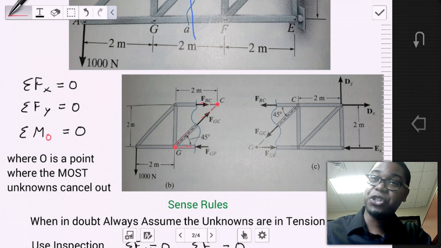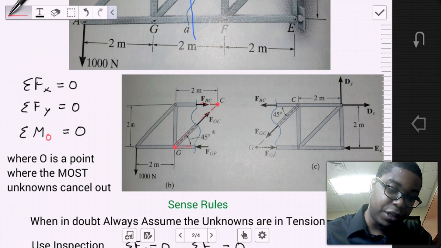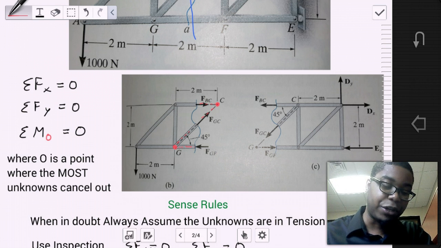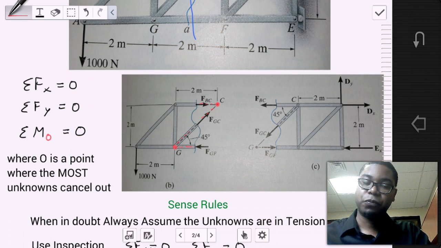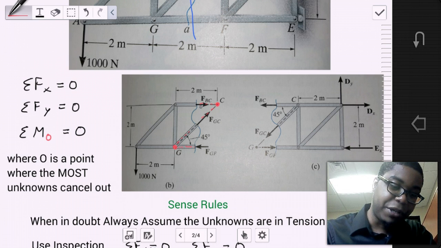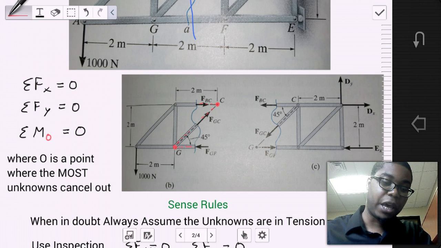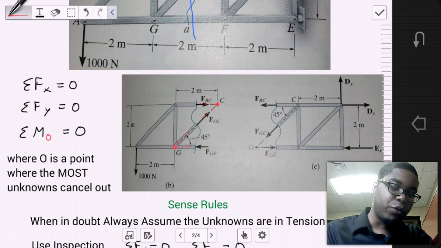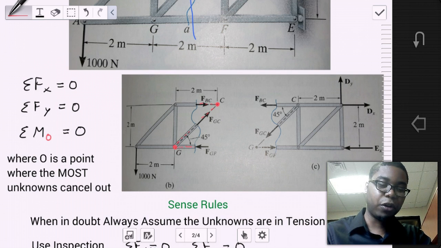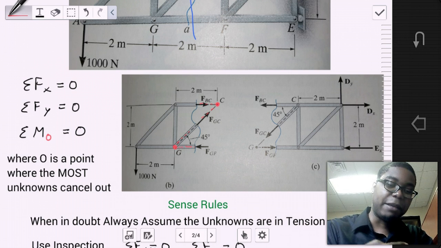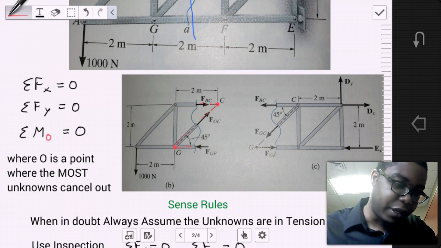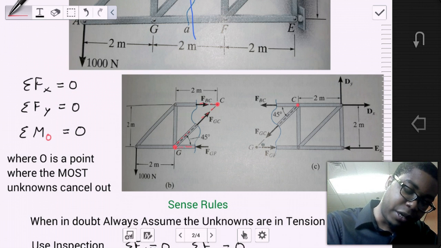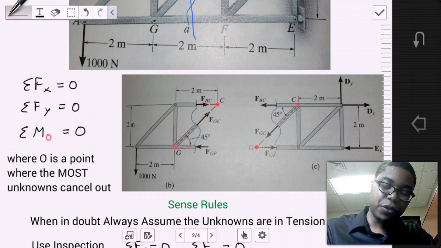Meaning, if we were to use point G, then FGC and FGF would not appear in our moment equation, and the only unknown that would appear would be FBC. If we were to use point C, then FBC and FGC would not appear in our moment equation, and the only unknown that would appear would be FGF. Okay? So it's very important, when we choose what point we want to determine that equilibrium moment at, that we choose a point where multiple unknowns can be canceled out. The same thing can be done on the right-hand side, where we can either choose point C again or point G. Okay? So these are very useful methods in order for us to solve problems.